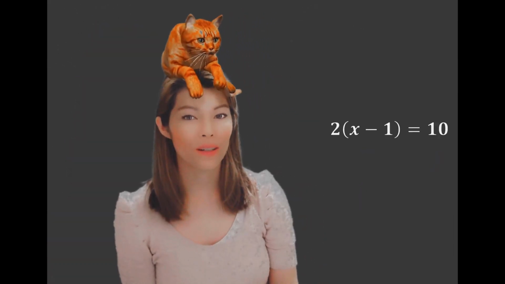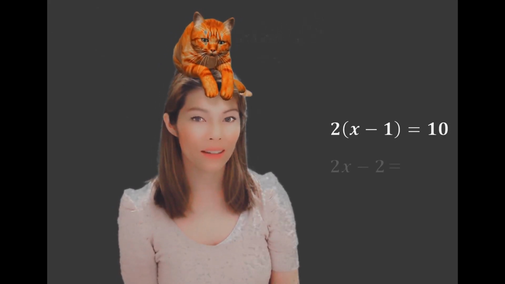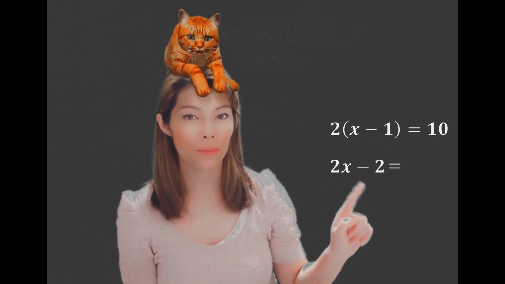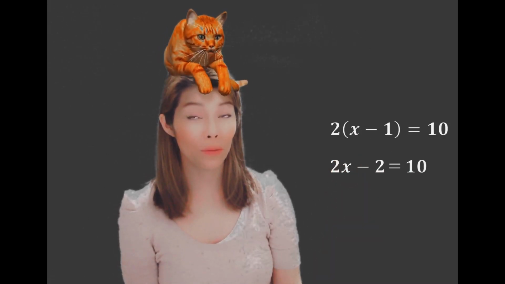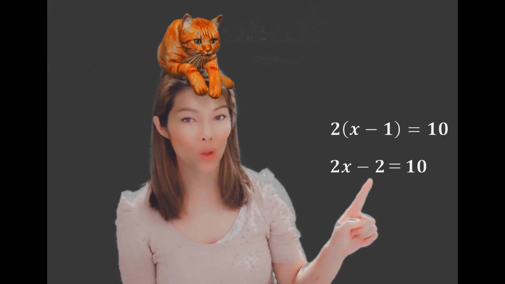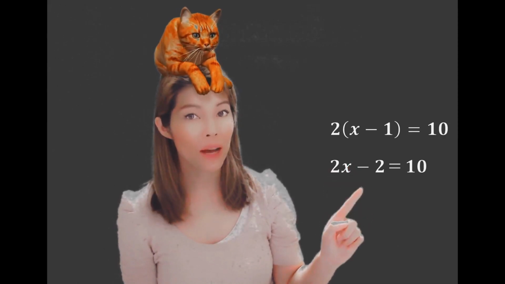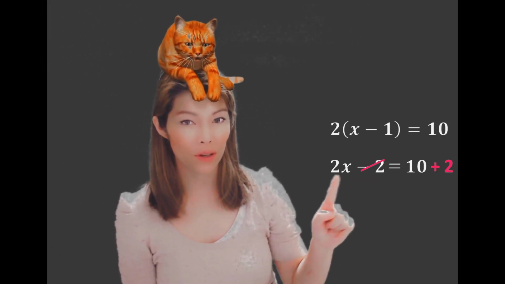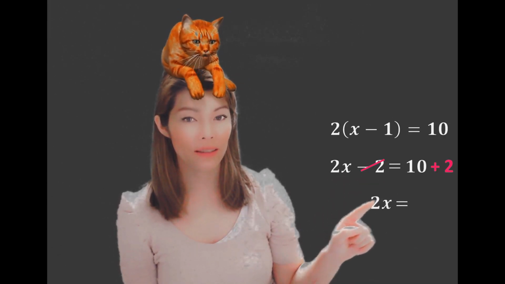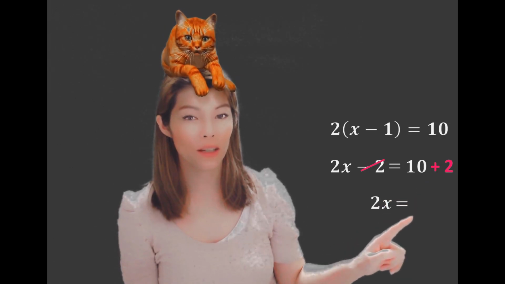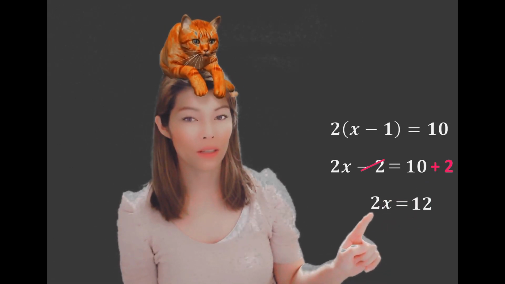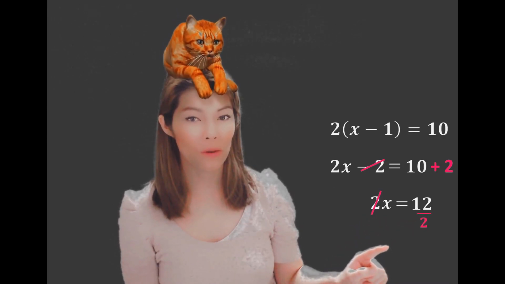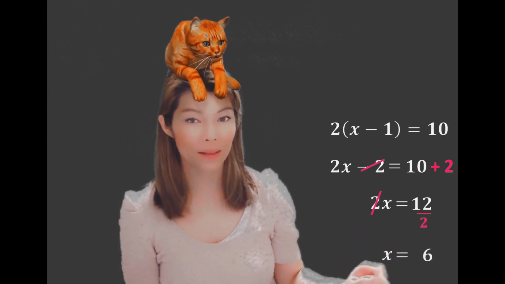Let's do another one. 2 times x minus 1 equals 10. So we can expand to get 2 times x is 2x, 2 times minus 1 is minus 2, equals 10. And then we have to get rid of the minus 2 first. So the opposite of minus 2 is plus 2. So now we have left over on this side, we just have 2x. And on the right side, 10 plus 2 becomes 12. What's the opposite of the 2? Well, we have to divide by 2. So now we have x equals 6.